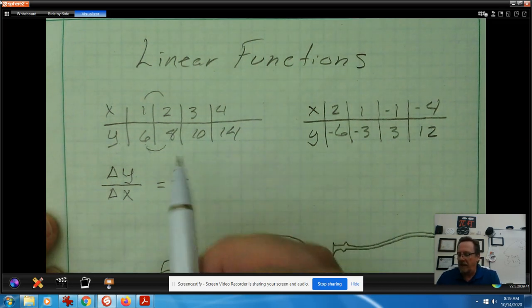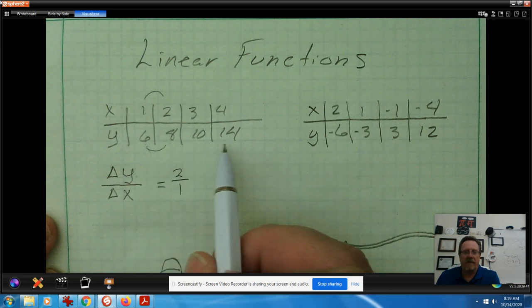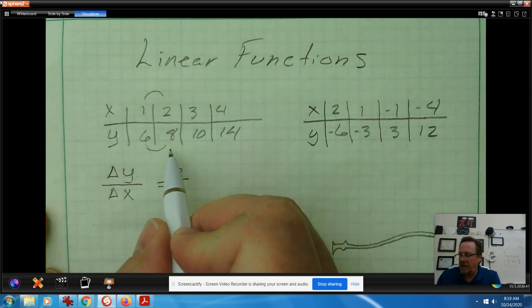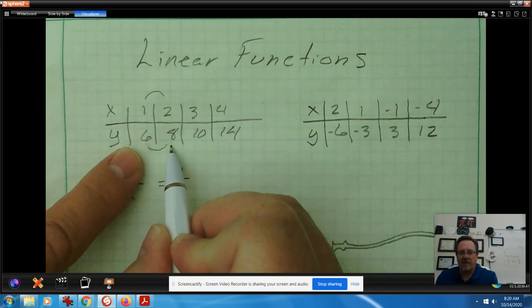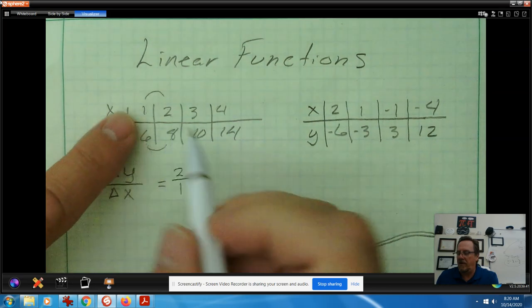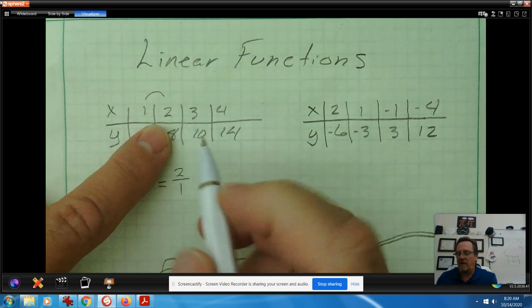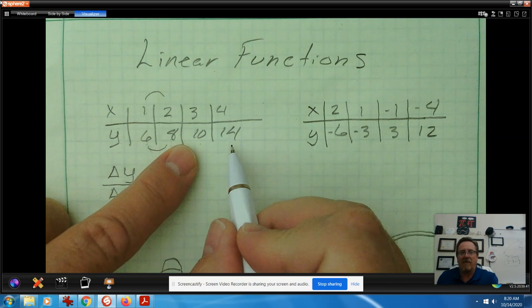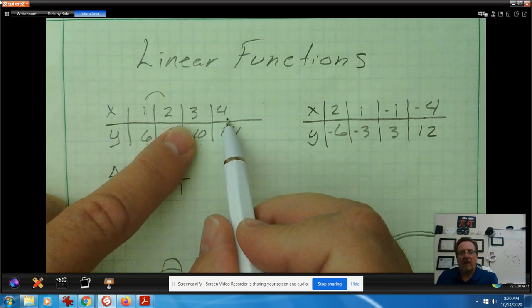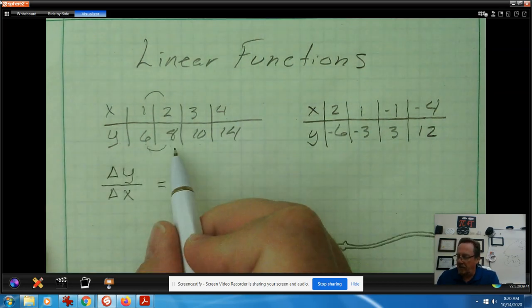I'm going to do that for each of these values in the table. That is, I'm going to pair up the 6 and the 8, compare it to the 1 and the 2. Then I'm going to pair up the 8 and the 10, compare it to the 2 and the 3. Then I'm going to compare 10 to 14 to 3 to 4. Okay, so let's take a look.